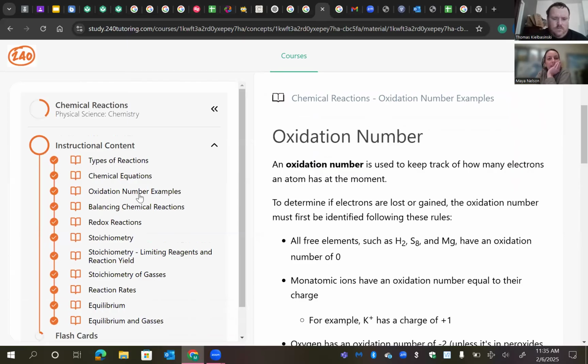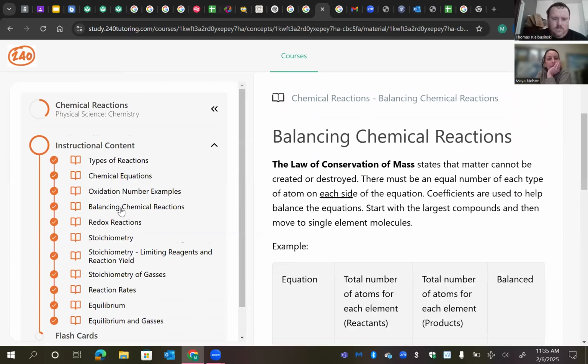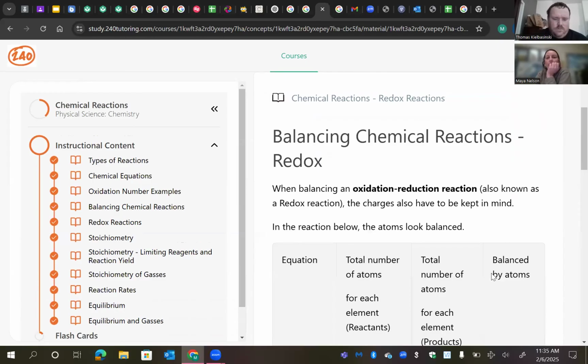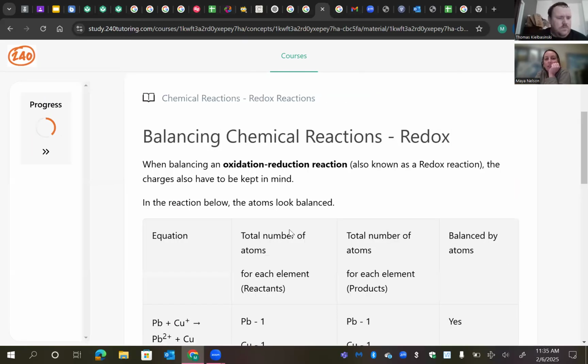I understand this now. Balance equations. I know that. Redox reactions. So this one right here. Yeah, I don't know. I mean, I know it's all very broad. I just don't know.